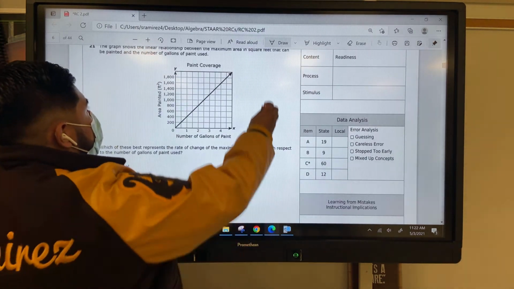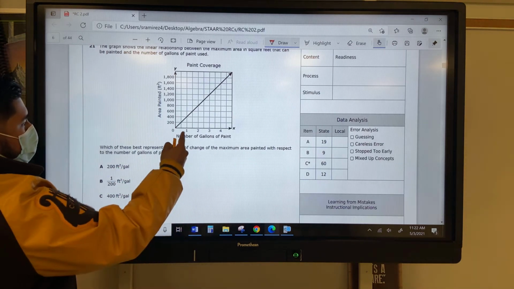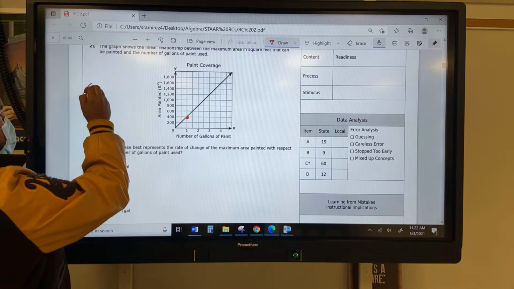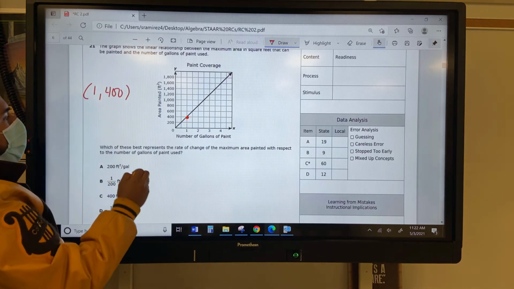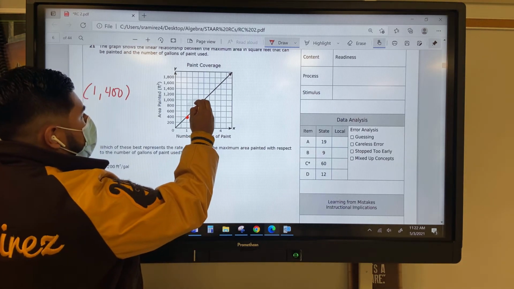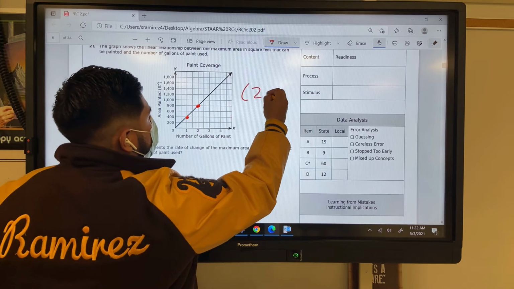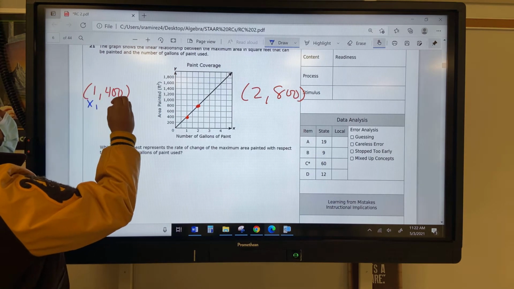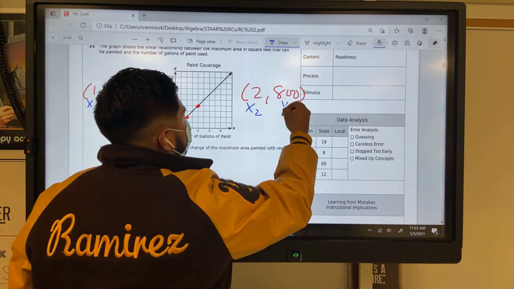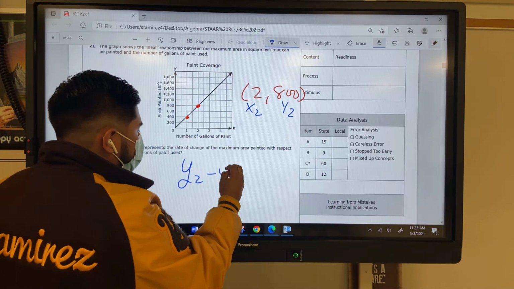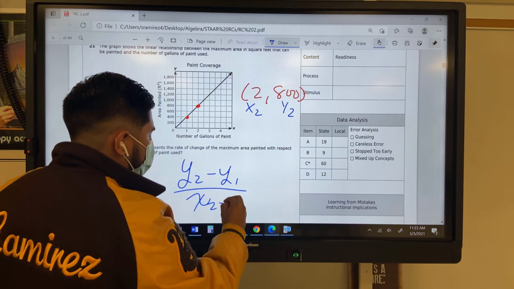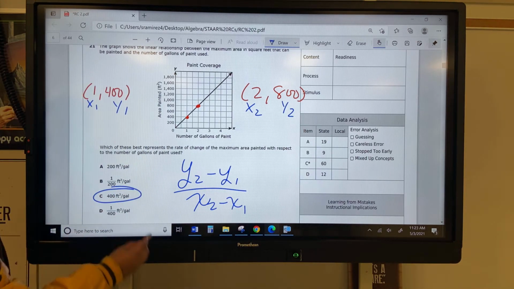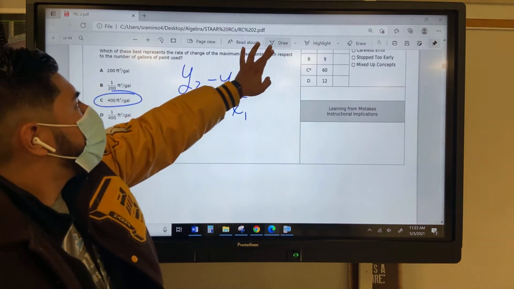Okay, same thing right here. All we're going to do is label. Remember, you're choosing whole numbers. Let's choose 2 points. 1, 400. And the other one is 2, 800. Make sure you label x1, y1, x2, y2. Formula. And then you should get the right answer. I think it's 400, C. Let's check. Yep.